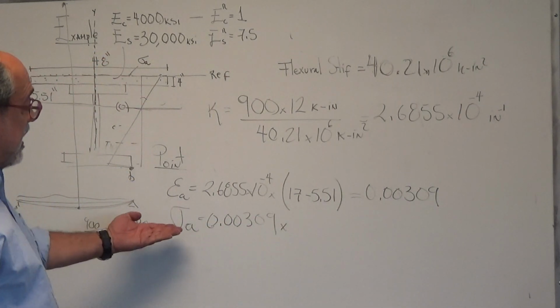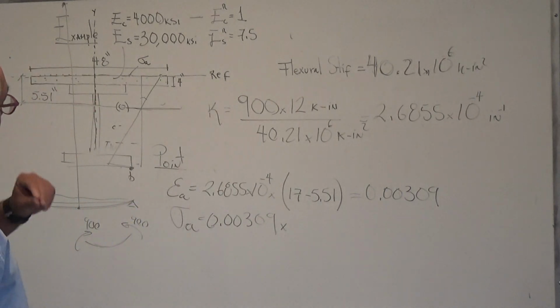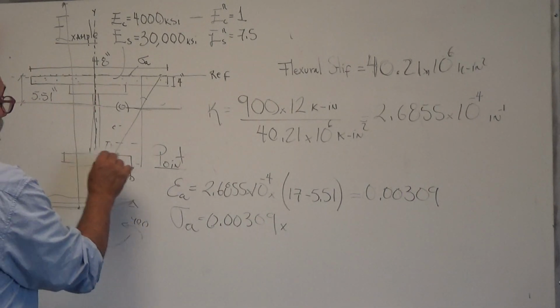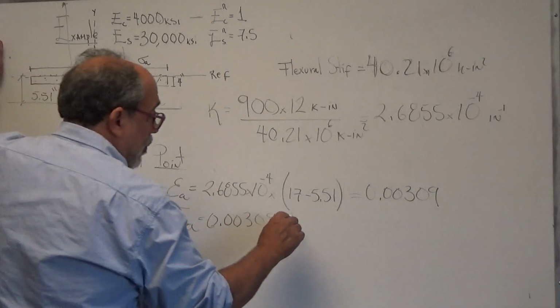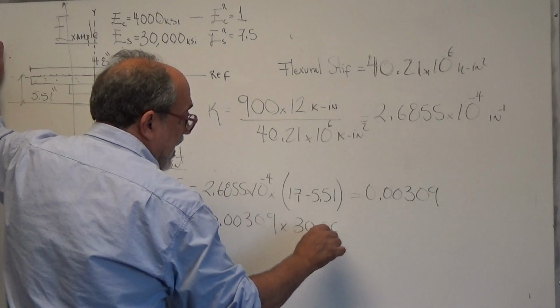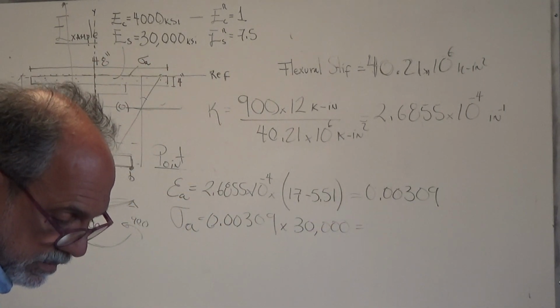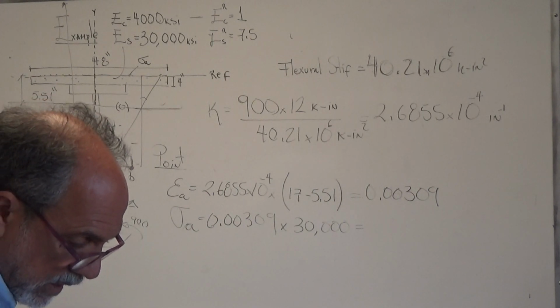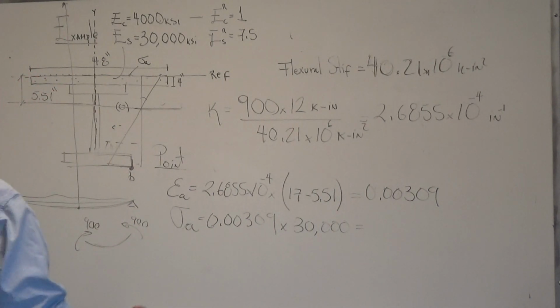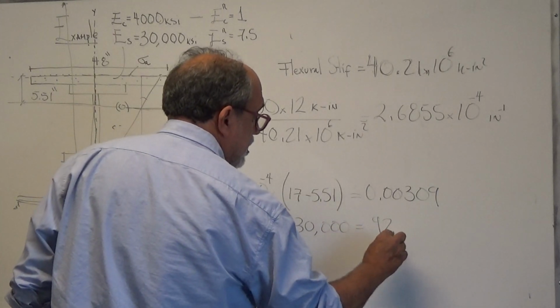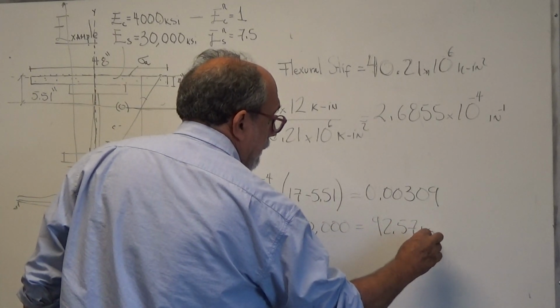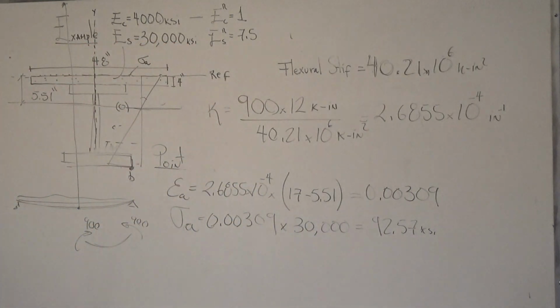And so we have that the stress is equal to the strain times the modulus of elasticity at the point that you're doing the computation. So this is a steel point, therefore that is 30,000. And so times 30,000 is 92.57 kips per square inch, which is a value that is too large. We would have to actually increase the size of this beam. That stress is too high.